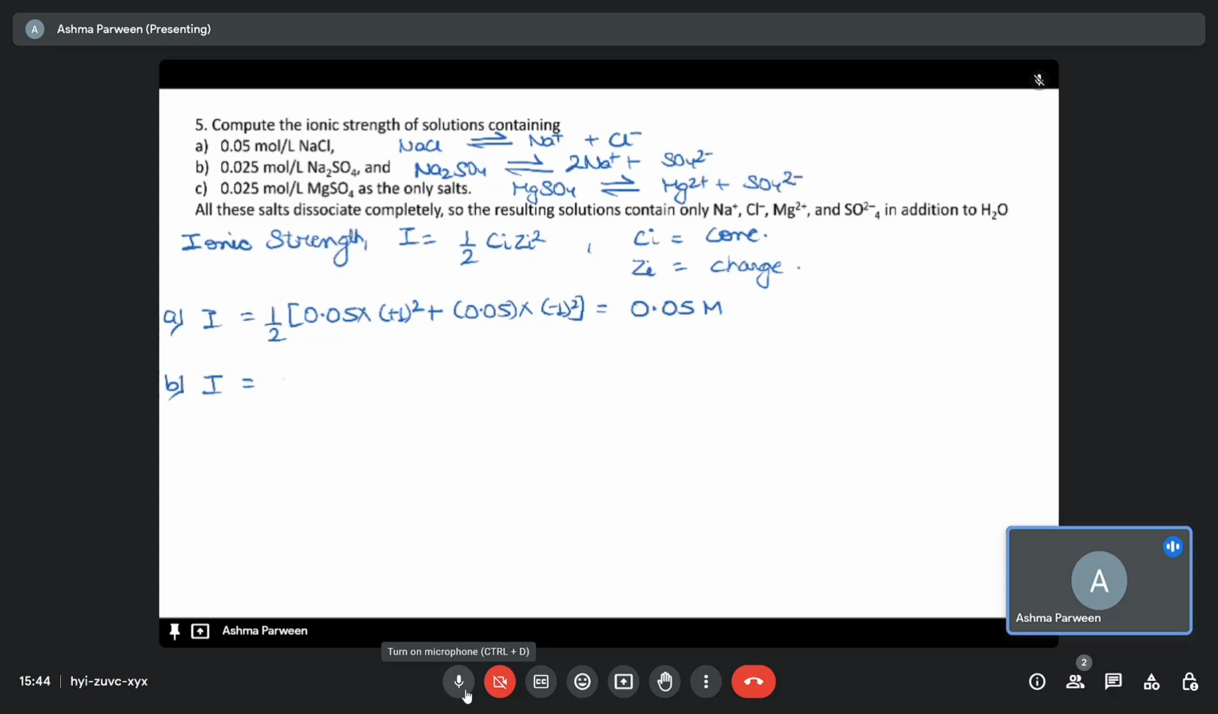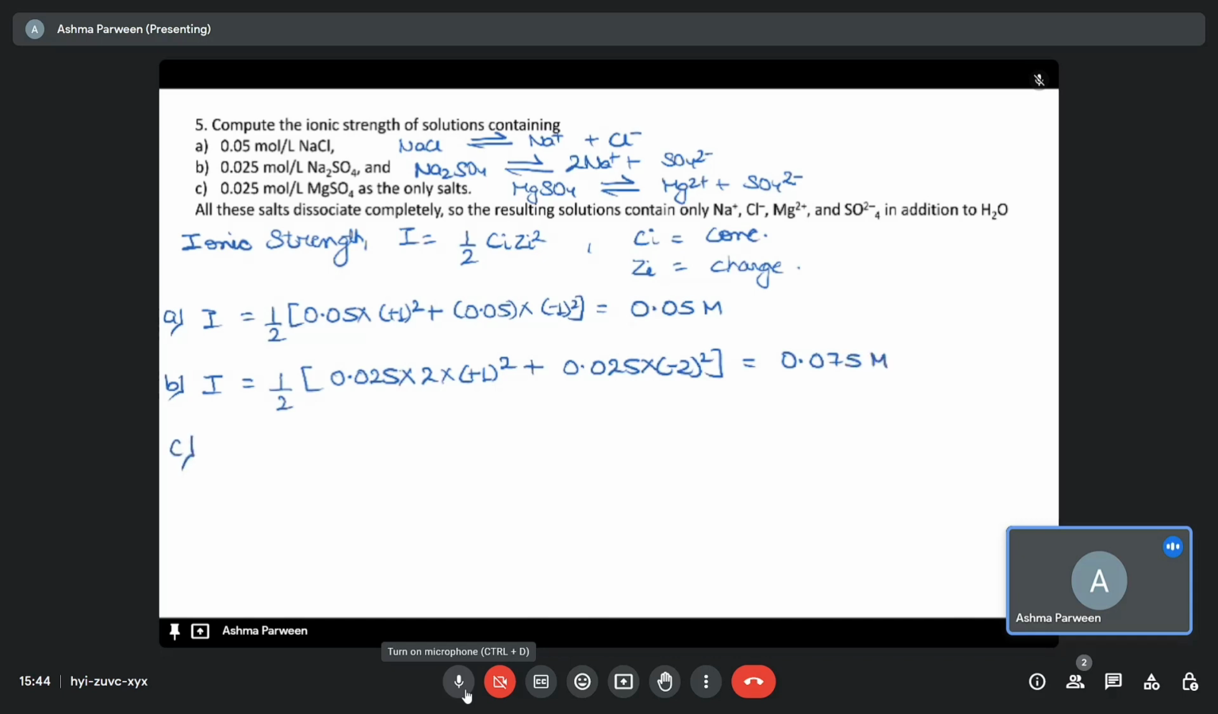So for the second question, ionic strength will be half, concentration is 0.025, but we have 2 moles of sodium, so into 2 into charge on sodium plus 1, so plus 1 square. Again sulfate is only 1, so it will be 0.025, but charge on sulfate is minus 2, so minus 2 square. So after solving this, we are getting the ionic strength as 0.075 m.